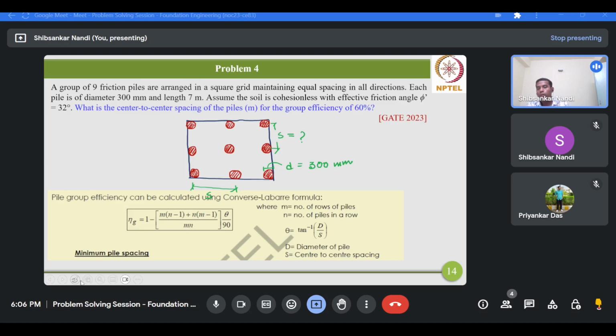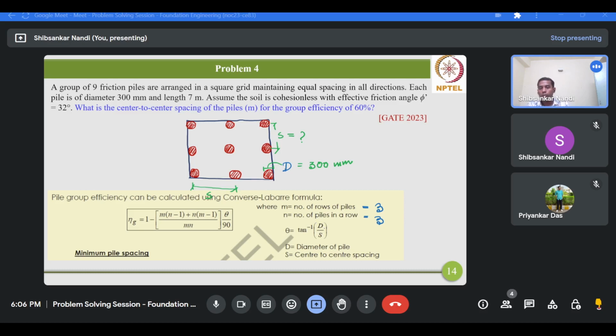pile. Now for the given configuration of the group piles, what is the number of rows of piles? The number of rows of piles is basically 3: 1, 2, 3. And what is the number of piles in a row? It's again 3. As you can see, in each row there are 3 piles. And what is theta? It is the tan inverse of d by s, where d is the diameter of the pile and s is the center to center spacing. Okay, so you can define this theta in this fashion.